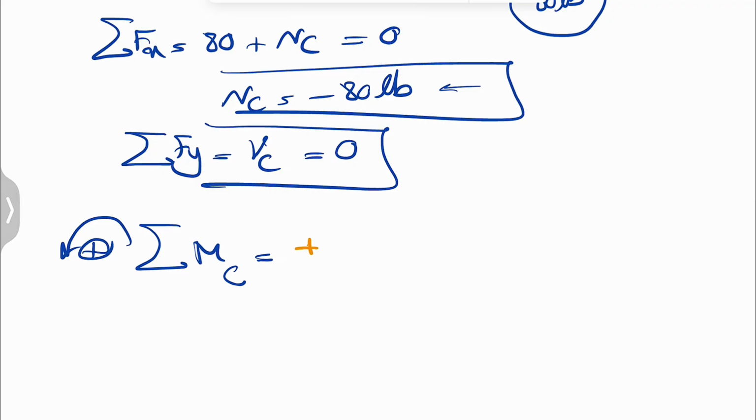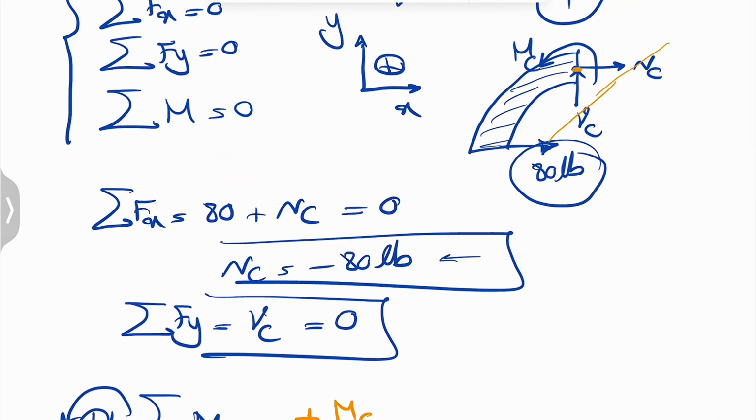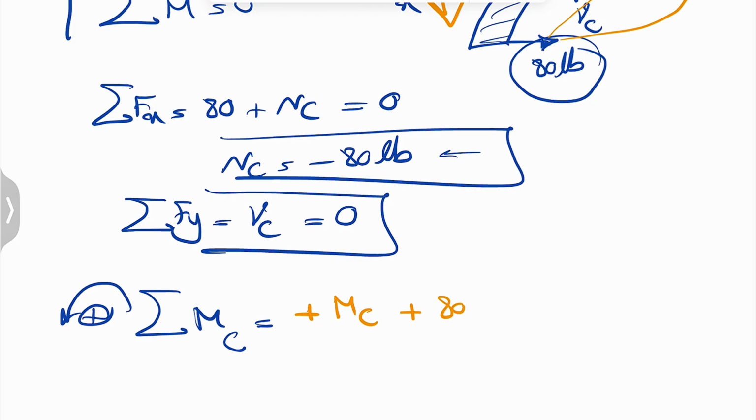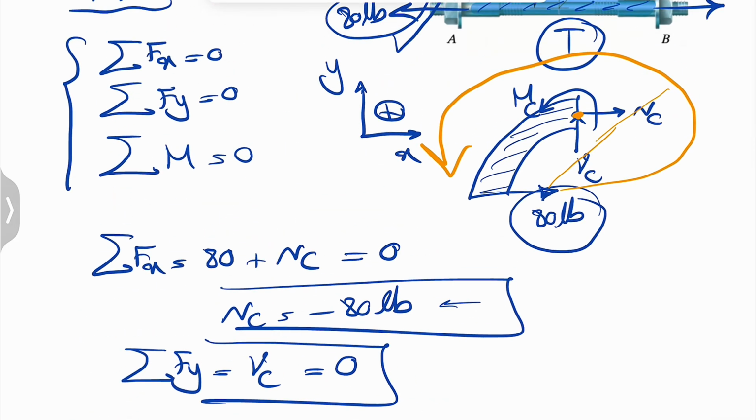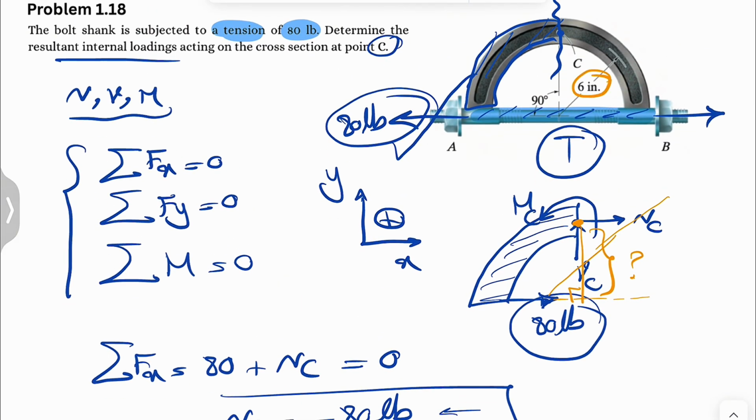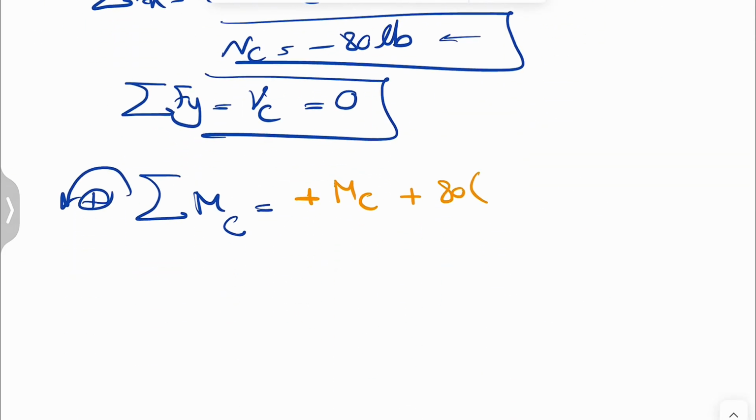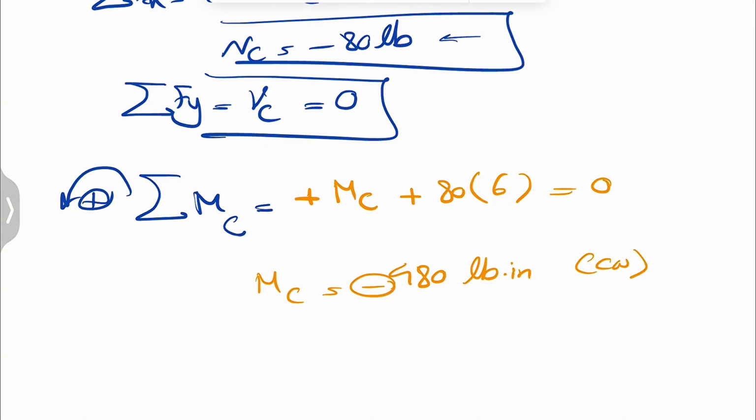We have the MC that we consider counterclockwise, so positive MC. And we also have the moment of 80 pounds about this, which we can see is also counterclockwise, so positive 80. And the distance would be the vertical distance from C to the line of action, and the line of action of this force is this. So this is our vertical distance, and we are looking for this distance, which is basically the radius of this circle, which we know is 6. So times 6 equals 0 again because of the equilibrium condition, and this is going to give us negative 480 pound-inch. And this negative sign shows that the moment is actually clockwise.